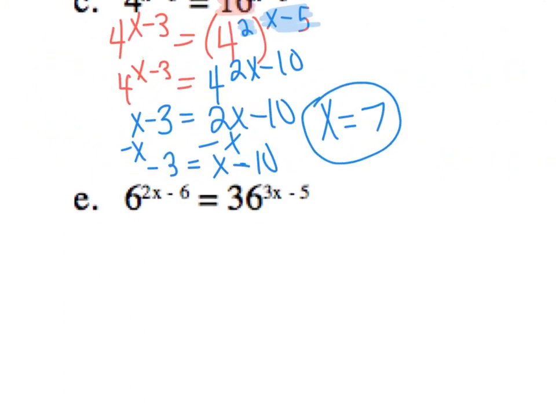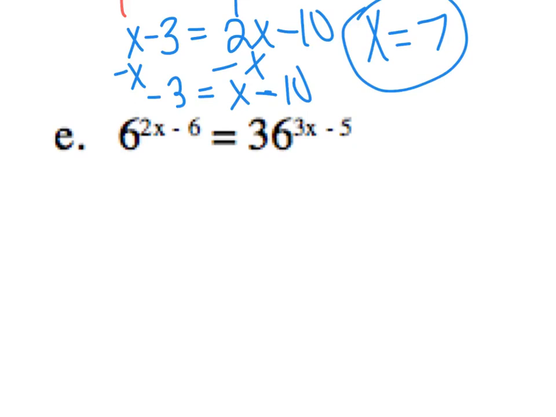All right, letter E is a little bit like letter C, the one right above it, where you have a base of 6 and you have a base of 36. Well, the base of 6 is fine. So I'm going to write that again, 6 to the 2x minus 6, that's all good. But I need to rewrite 36 so it has a base of 6. Well, that's just 6 squared. I put that in parentheses because that 36 I'm rewriting.